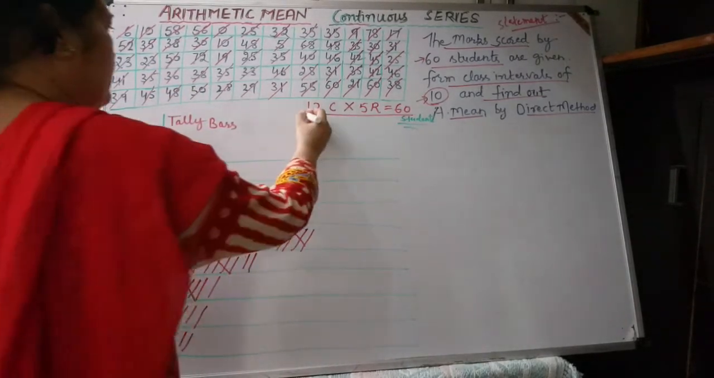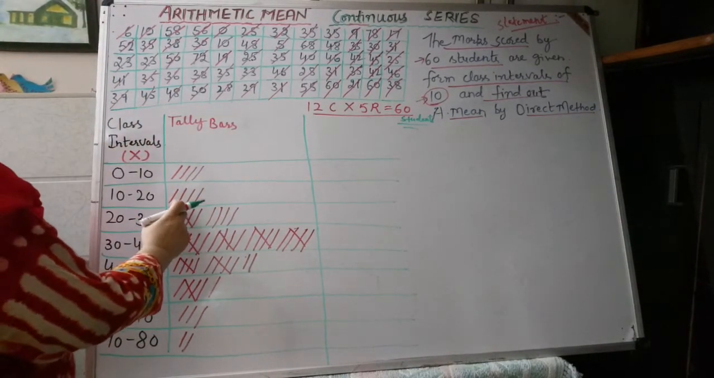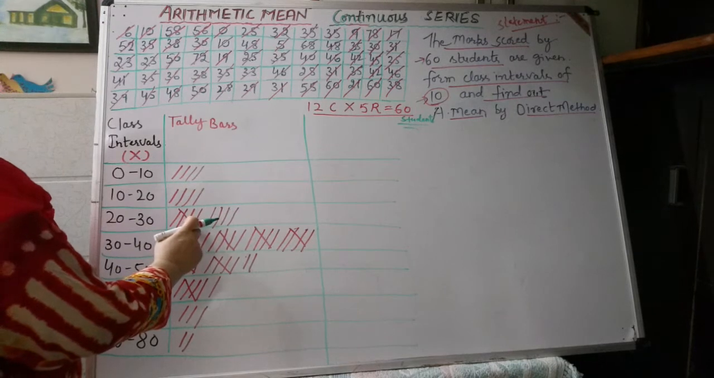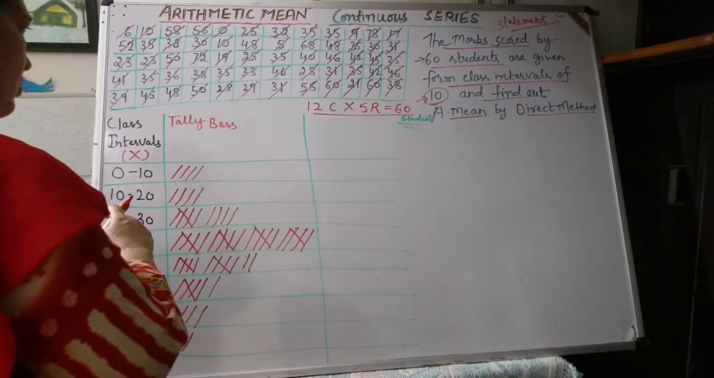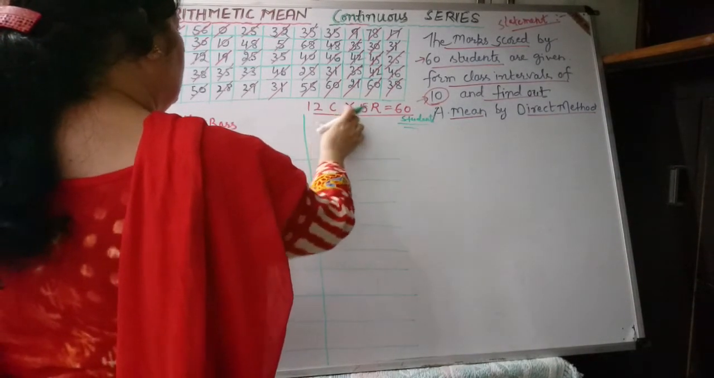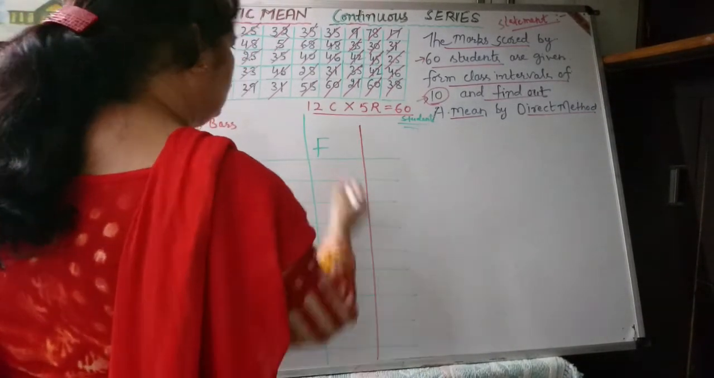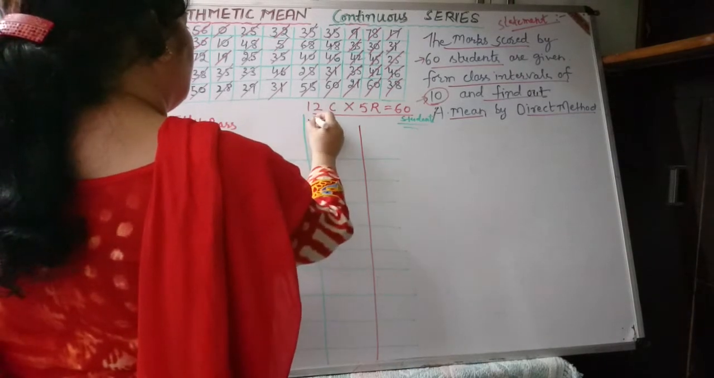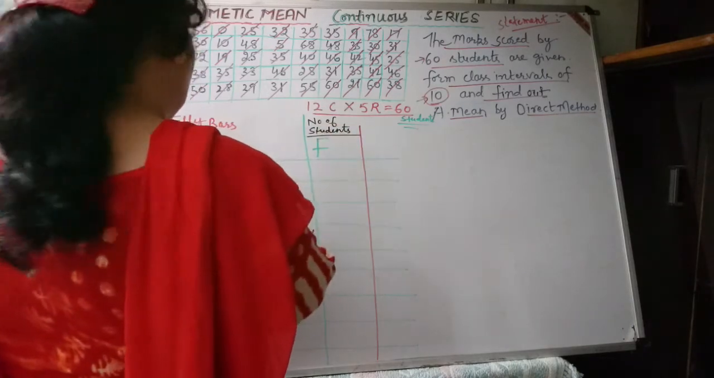So in this way we can prepare tally bars. For every fifth value we will group it and cut the bar. So let us count how many values are there. So these are the tally bars. Then we will prepare the frequency f, the number of students. By counting all these bars we can prepare the frequency.